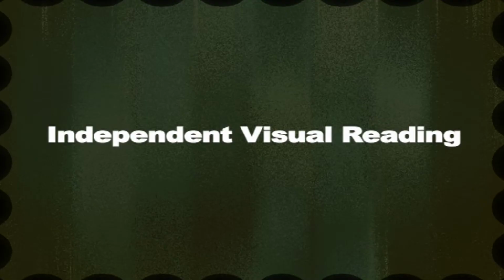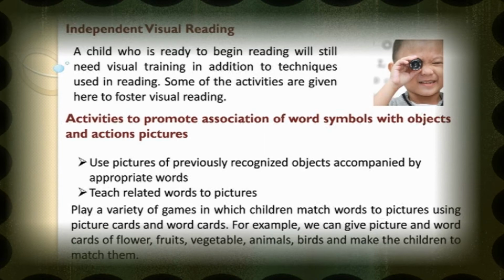Independent visual reading. A child who is ready to begin reading will still need visual training in addition to the techniques used in reading. We can discuss some of the activities to foster visual reading. Activities to promote association of word symbols with objects and action pictures: use pictures of previously recognized objects accompanied by appropriate words. Teach related words to pictures.